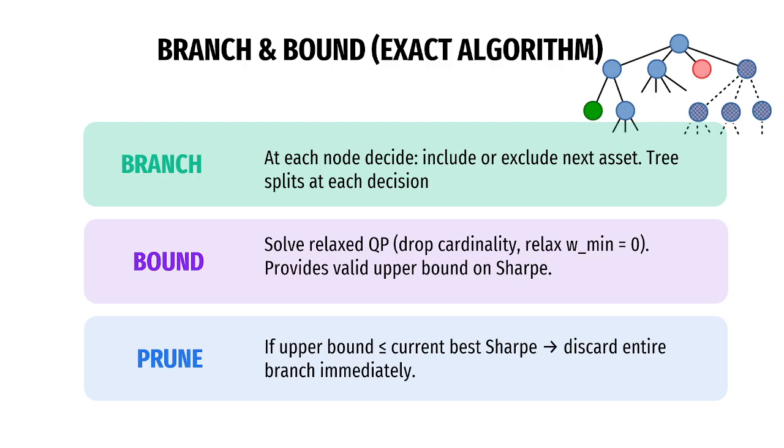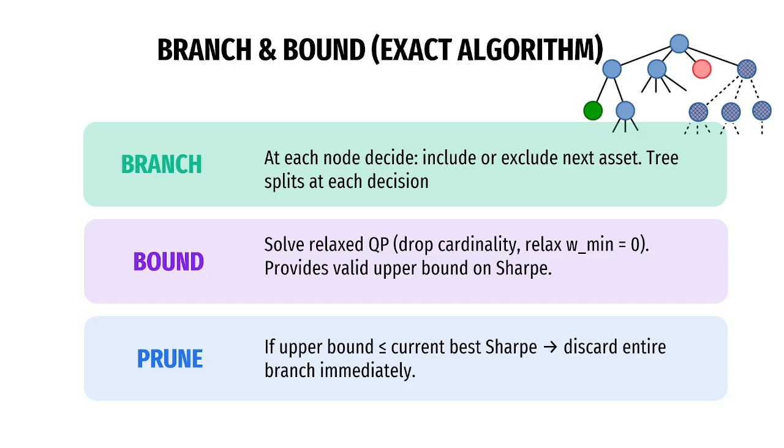Our first method is branch and bound. This is an exact algorithm. It works in 3 steps. First, it branches. At each node, it decides whether to include or exclude the next asset, building a search tree. Second, it bounds. For each partial solution, it solves a relaxed version of the problem to compute an upper bound on the best possible Sharpe achievable from the branch.